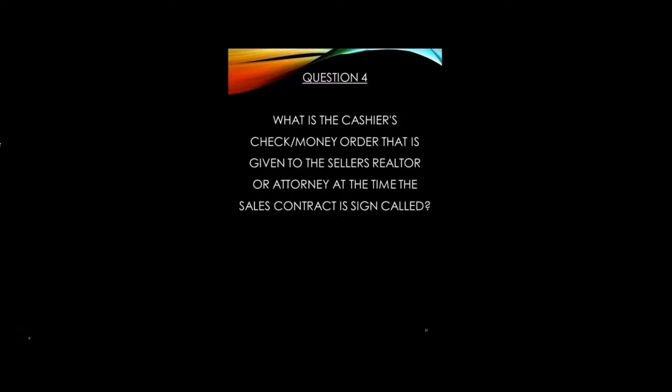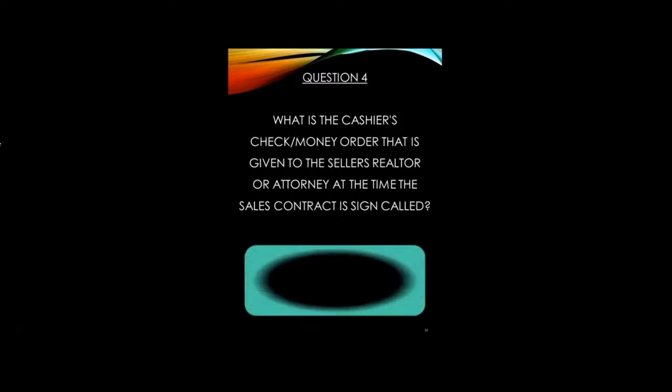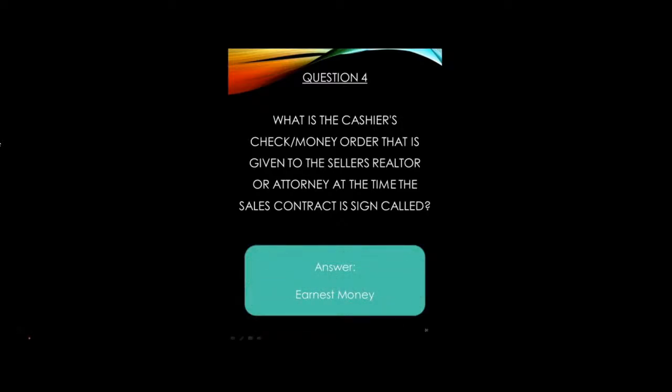Okay. So in normal terminology, people might say, well, what is the cash that is given to the seller's realtor or attorney at the time of the sales contract? What is that called? The answer is earnest money.